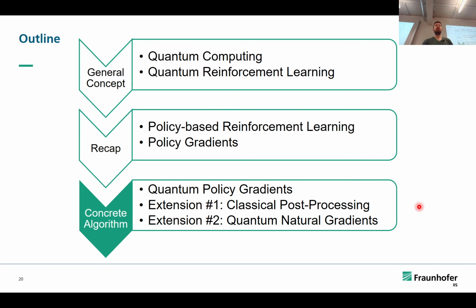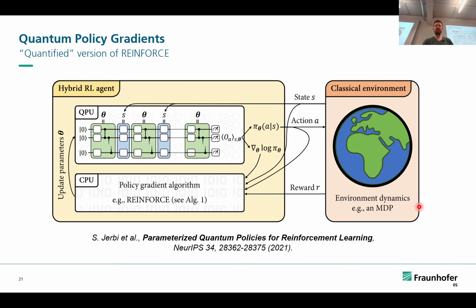Now for the concrete algorithm. In principle, we still have this typical interaction pipeline we have already seen several times. So we have our environment. In principle, we could also go for some environment based on quantum data here, but to keep things simple for today, we can just use a classical environment. We will use, for example, CartPole later on. And then on the other side, we have our agent. And in this case, it's not a completely classical agent anymore, but a hybrid classical-quantum agent.